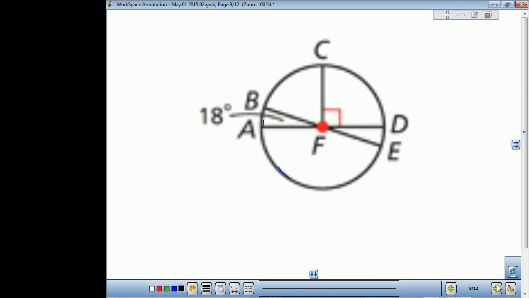Okay, so here's the big picture. If this angle is 18, then this angle is 18 because what kind of angles are they? Vertical. They're kissing angles. Vertical angles. 90. If this one's 90, those 2 together have to add up to 90. So what is this angle?